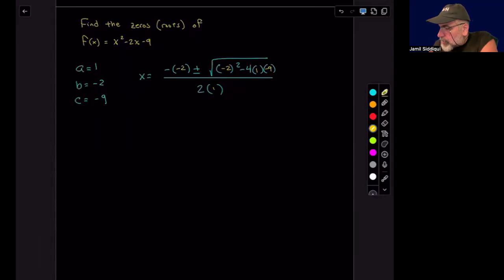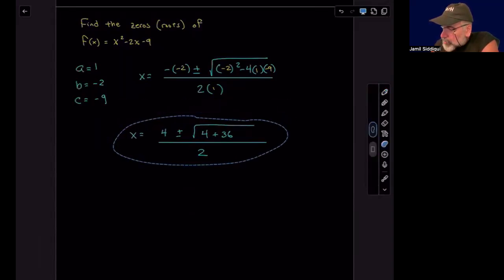So let's take this for a spin and see what we get. x is equal to 4 plus or minus the square root of 4. Now we got a negative negative coming, so it's going to be plus 36 all over 2.